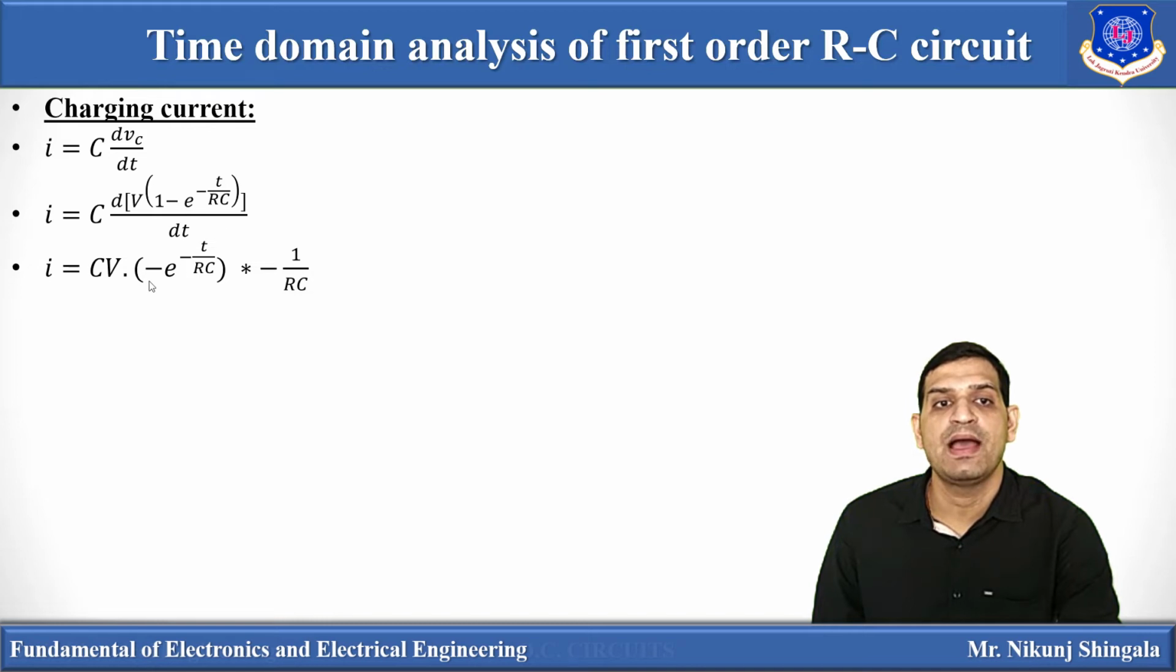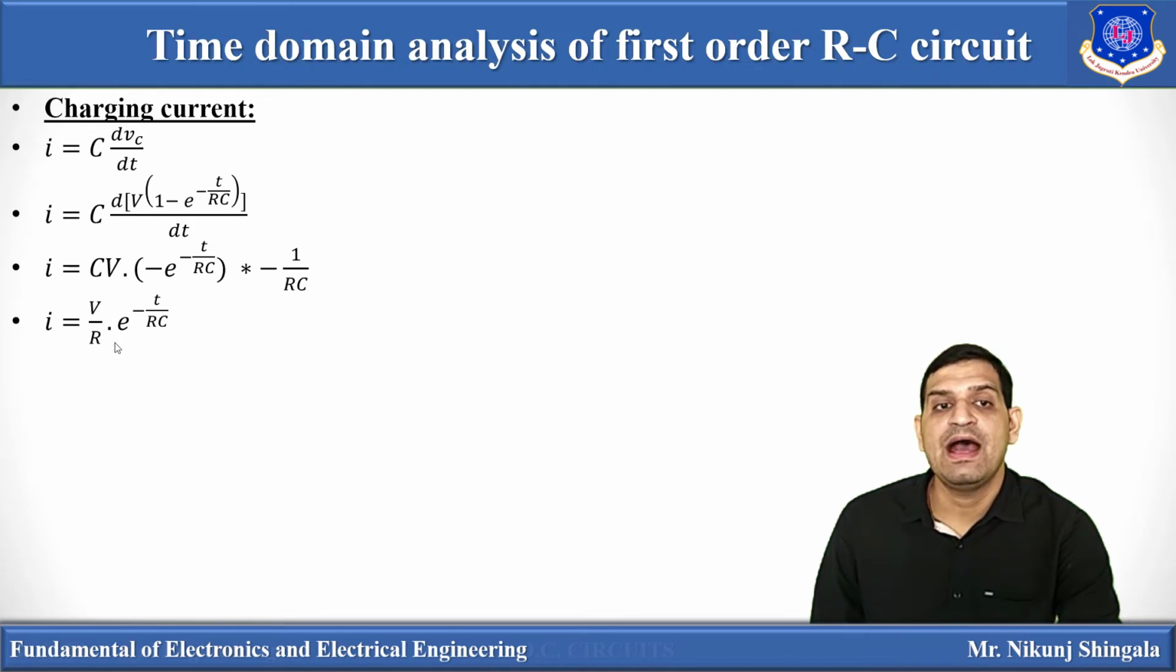Differentiation of this term will be minus e raised to minus t by Rc, and differentiation of this minus t by Rc will be minus 1 by Rc. So minus minus will be plus. So we can write I is equal to V by R e raised to minus t by Rc. So this is the expression for charging current.